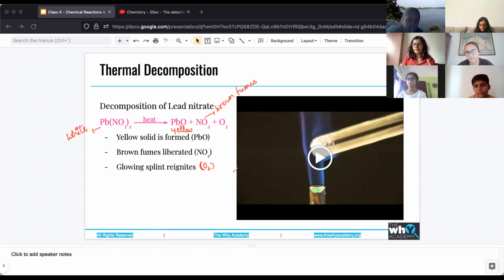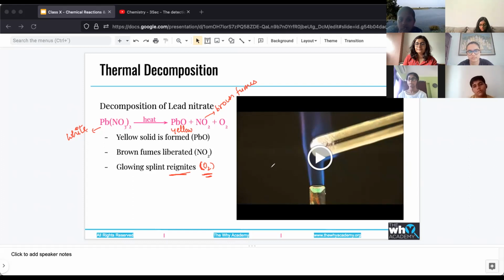So how do you figure out that it is burning brighter? Fuel is there. For burning, what else do you need? Oxygen is there. So oxygen is a supporter of combustion. That is why it is reigniting. Otherwise it would have gone out completely. So that's why.